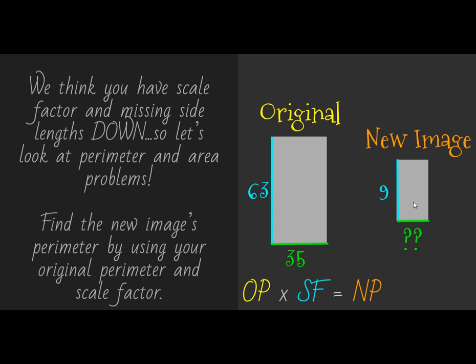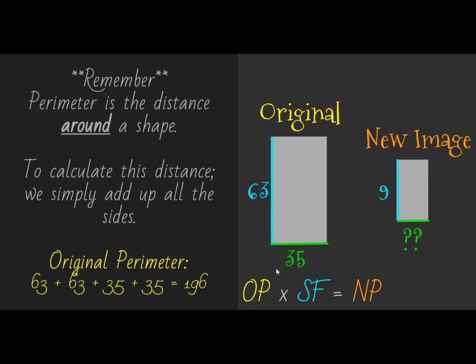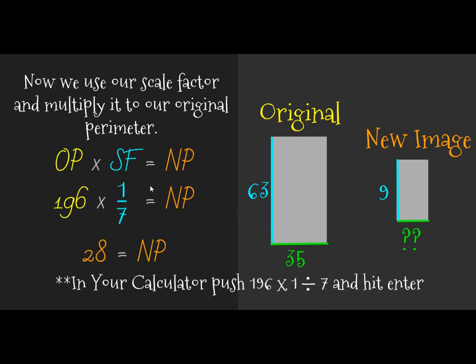Now remember, my scale factor is 1/7. So I want to multiply that times 1/7. So I'm going to take that answer and multiply it by 1 and then divide it by 7. So we add up all those sides, like I said, and then we multiply it by 1/7, and hopefully you got 28 for your new perimeter.